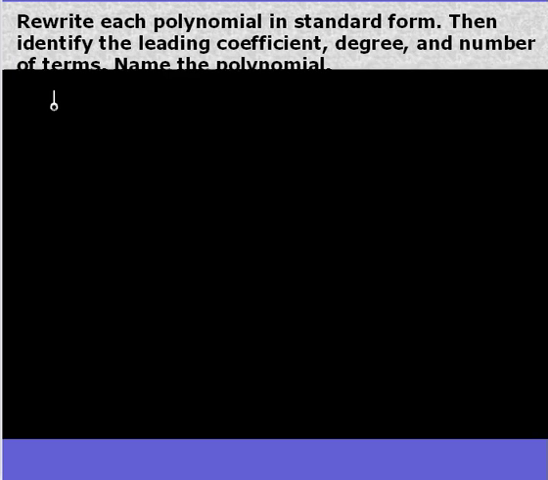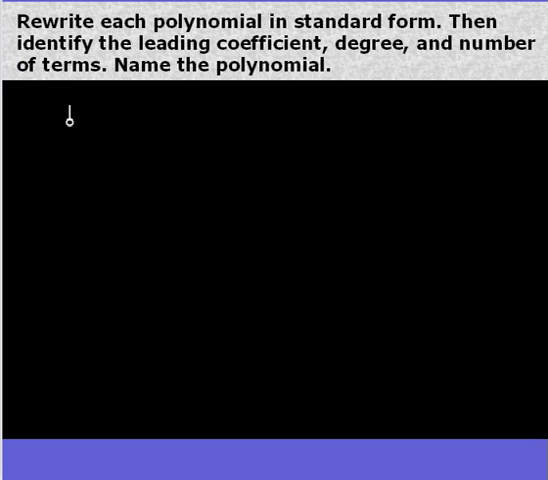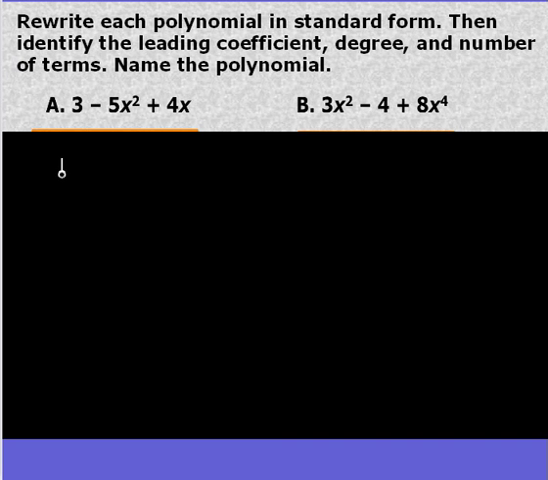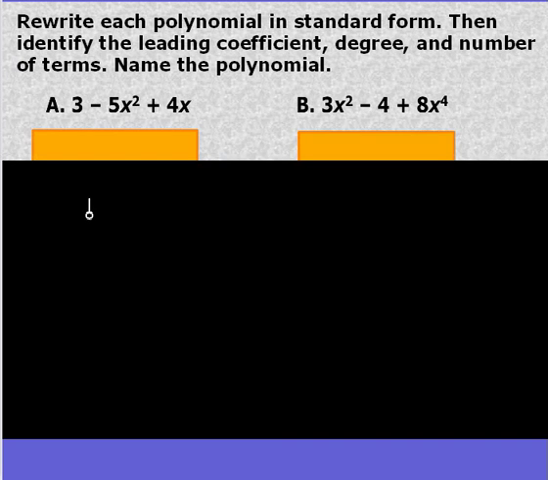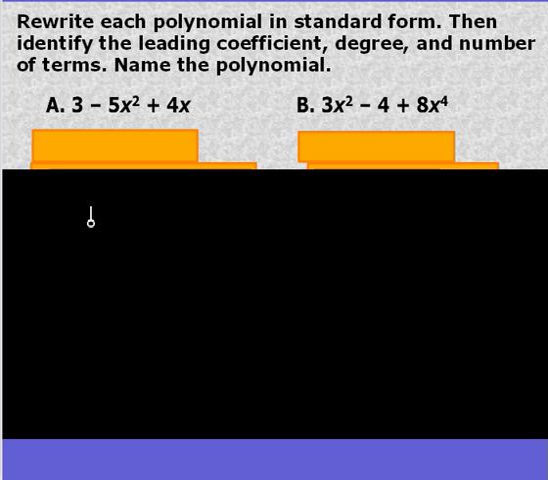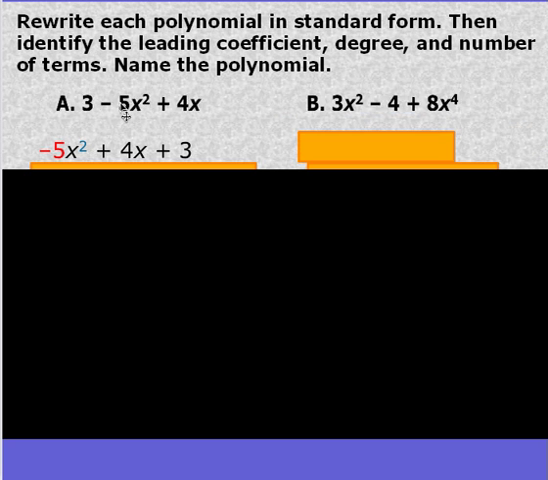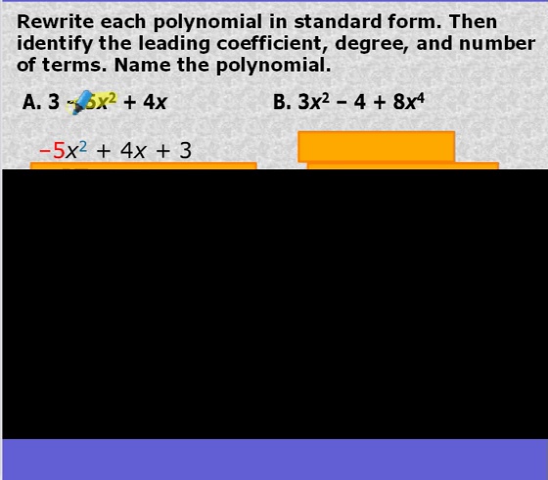All right, rewrite each polynomial in standard form. Identify the leading coefficient, degree, and number of terms. Name the polynomial. All right, so first we want to rewrite it in standard form. So obviously our highest exponent is this. So it's going to be negative 5x squared, don't forget the negative sign, plus 4x plus 3.